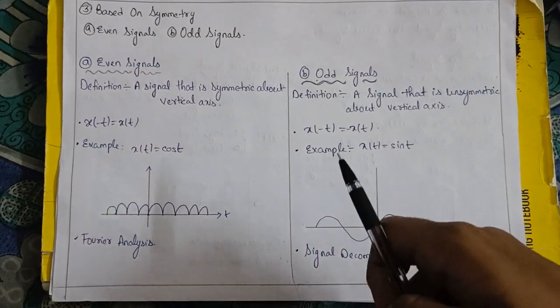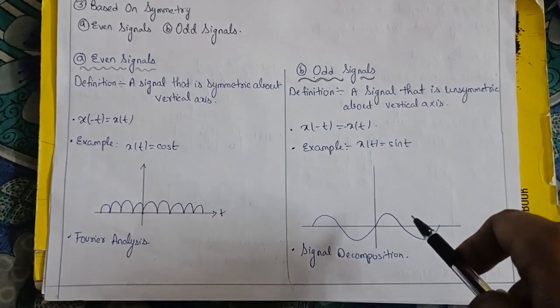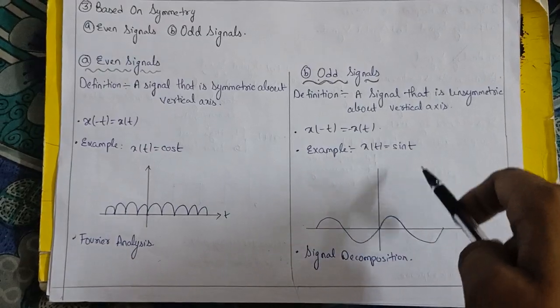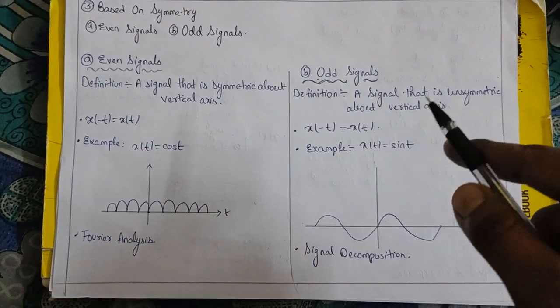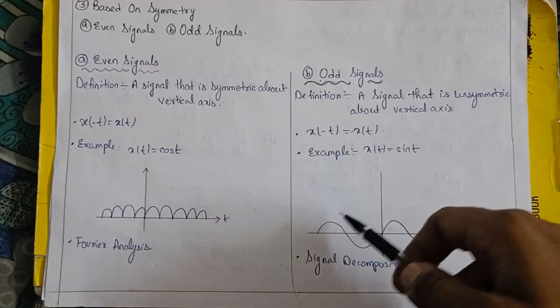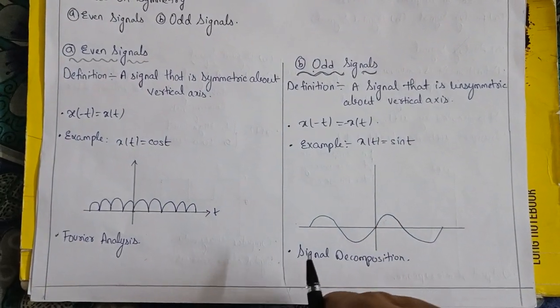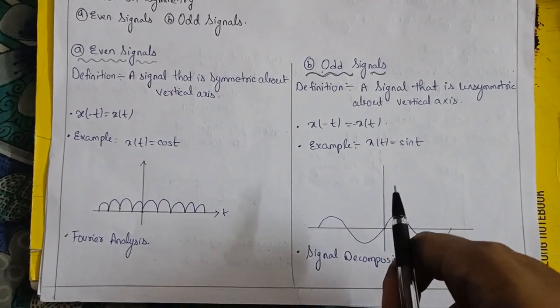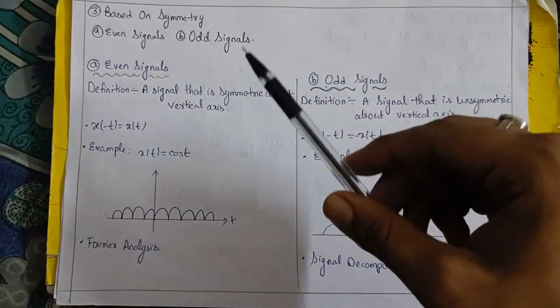So the main highlight of this is that the area of these curves of odd signals will always be 0. And there are properties of this signal decomposition. So let's move on to the next signal.